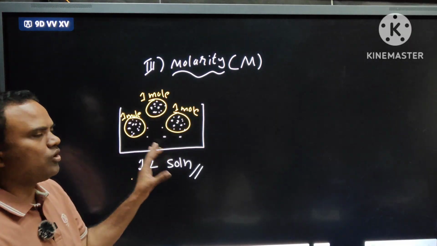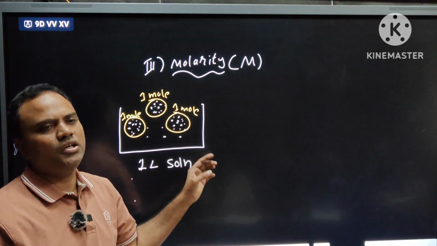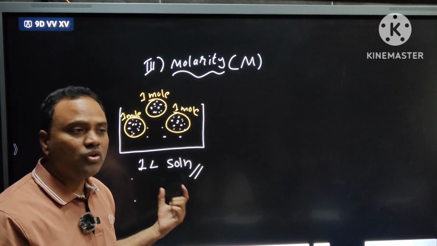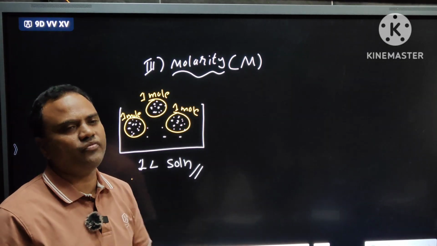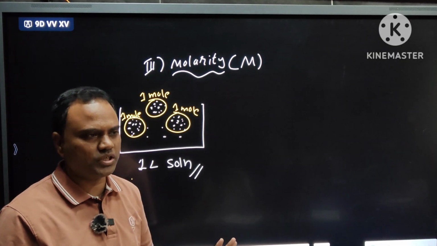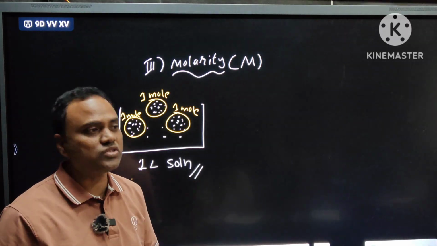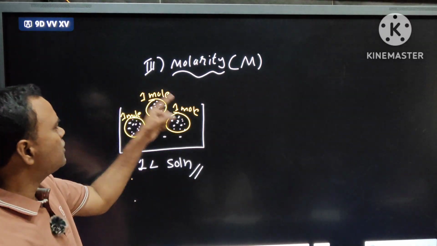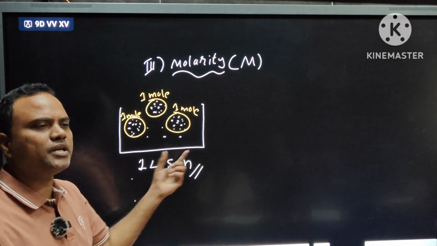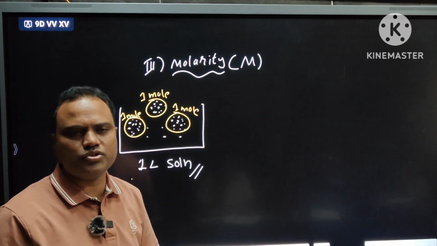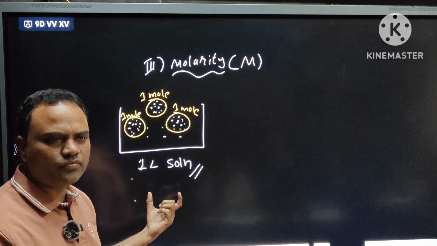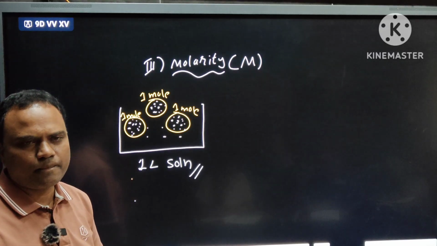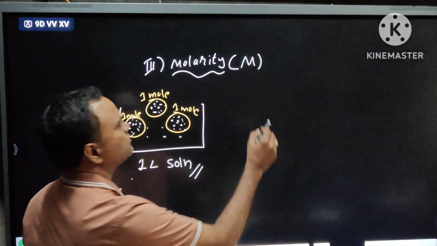Now you tell me, in total how many moles are present? 3. In how much volume? 1 liter solution. Stress 1 liter solution, very important. Definition is also important. The number of moles of solute present in 1 liter solution is called molarity.